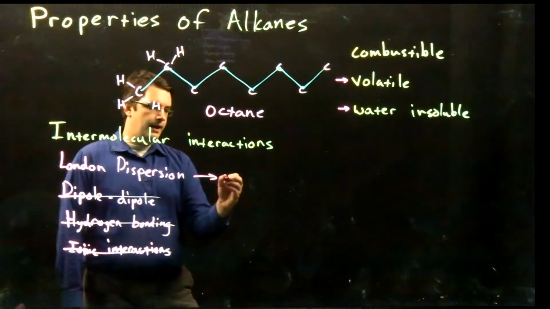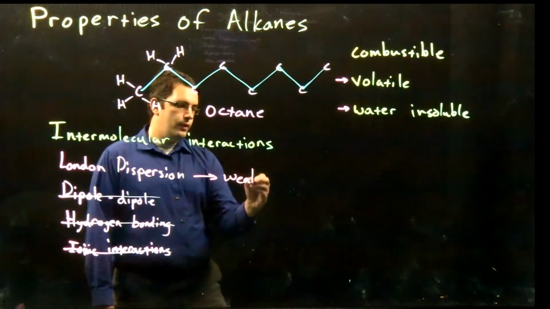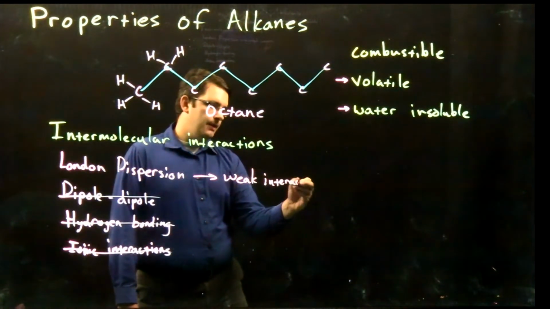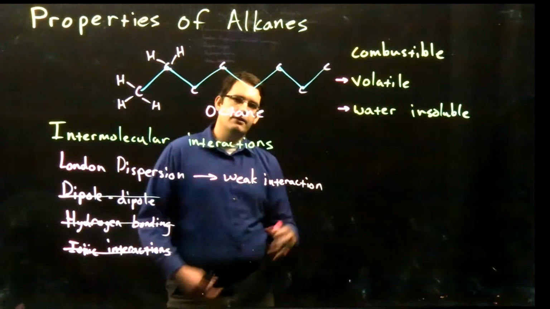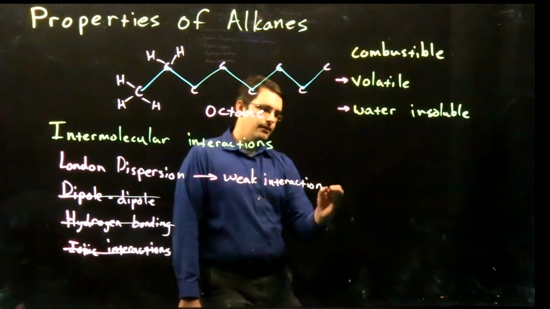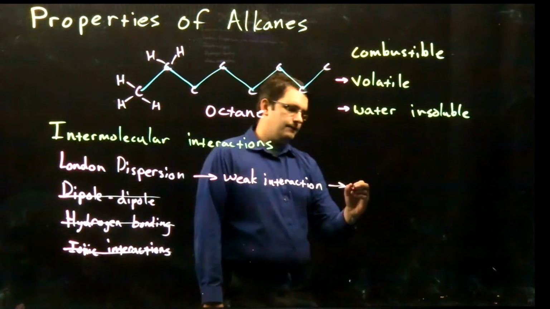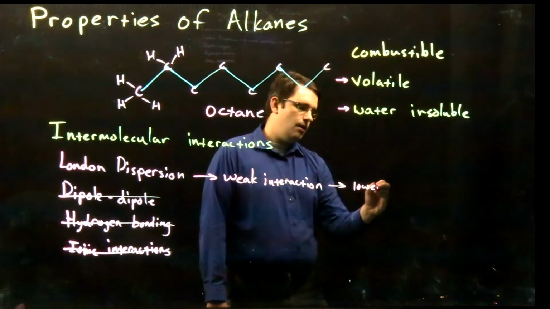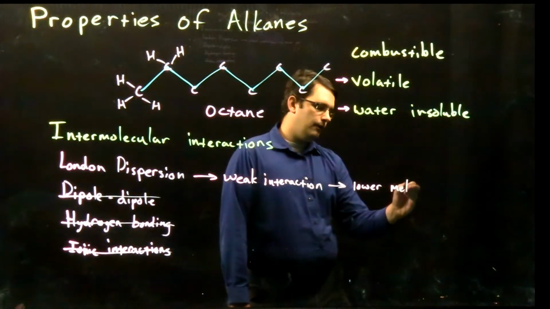So since this is a weak interaction, that means that our molecules are going to be easier to pull apart from each other, and so we'll have lower melting and boiling points.